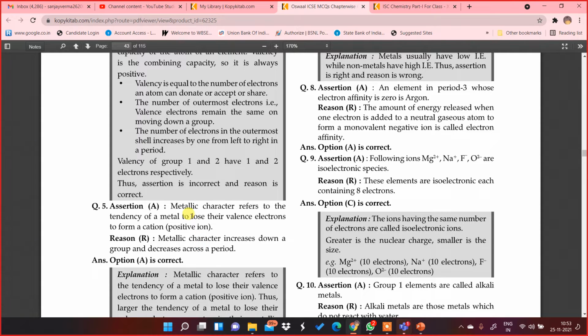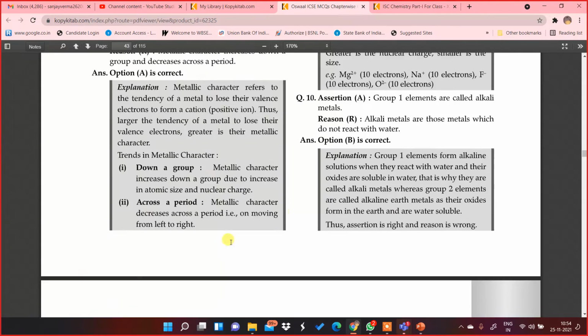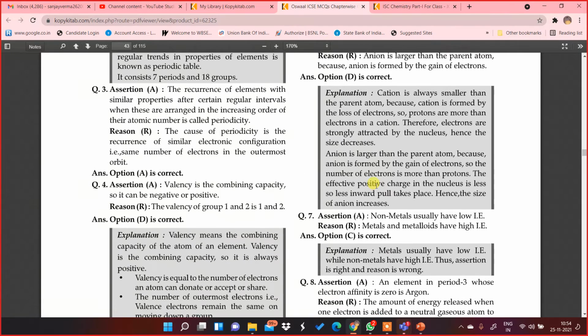Now, here both are correct. A is true, R is true, and R is the correct explanation for A. So option A is the correct one. So try to get used to such types of questions. For such questions, the concept, the understanding of the chapter, becomes very, very important. Then we go to the next, number 6.